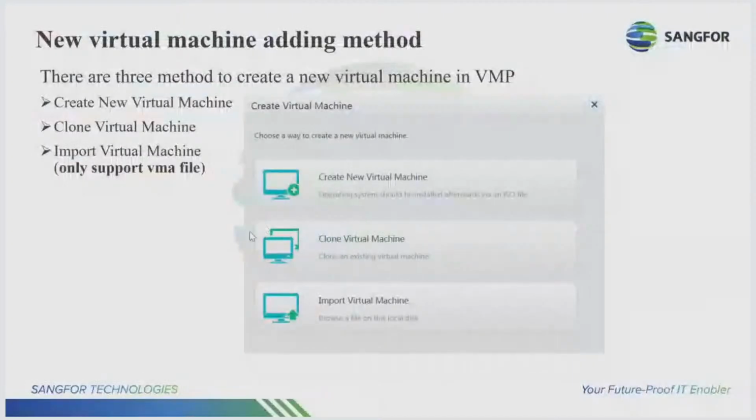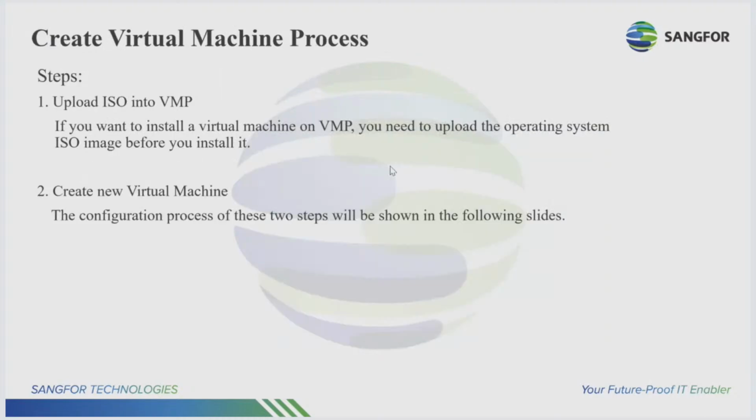Here we can see the detail. Also, click new virtual machine. Here we have 3 methods. One is create a new virtual machine using an ISO image, and third, we can clone an existing virtual machine, or we can import virtual machines through the VMA files. These are the detailed steps. If we want to create a new virtual machine, we need to upload the ISO first, and then choose it and create a new virtual machine.